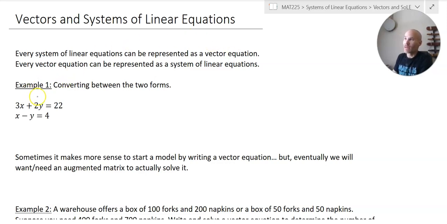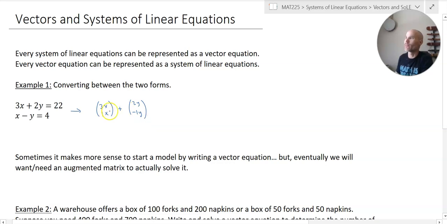So let's just look at an example of converting between the two forms and how we would go about doing this. Here I have a system of two equations in two variables, and the first thing I'll do to get this into a vector equation is break this up into three vectors. One will pertain to the components involving x, one with components involving y, and then one involving the constants. So here I already see I have 3x and 1x. So I'm going to write 3x and 1x as a distinct vector here. And to that I am going to add the vector 2y, negative 1y.